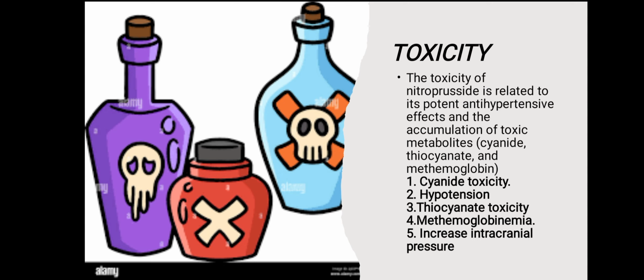Methemoglobinemia. Methemoglobinemia most often occurs in patients receiving an infusion of nitroprusside greater than 10 mg per kg, while symptoms of serious toxicity are expected when the serum level is greater than 100 microgram per ml. Then increased intracranial pressure. Increased intracranial pressure is also the result of cerebral vasodilation.